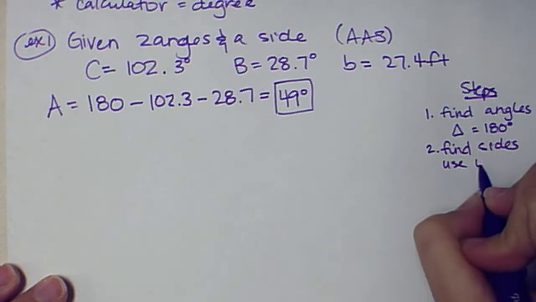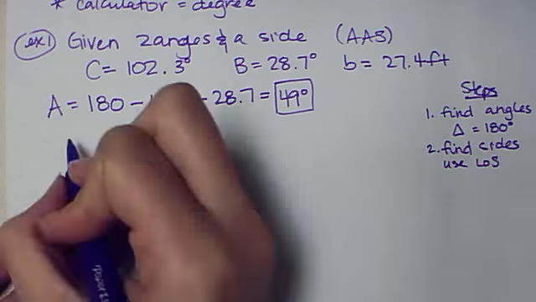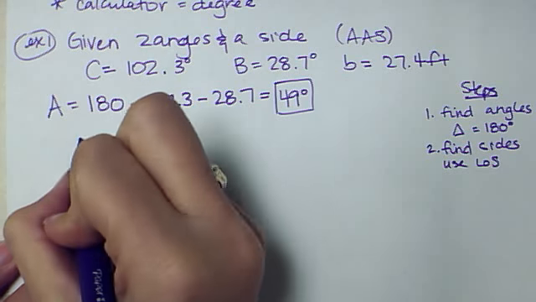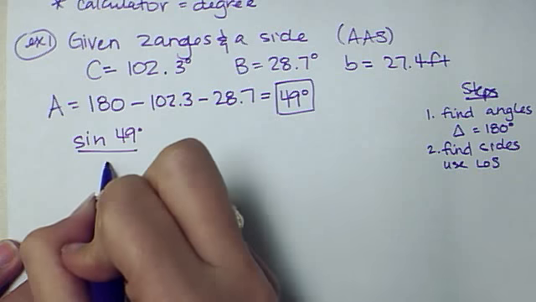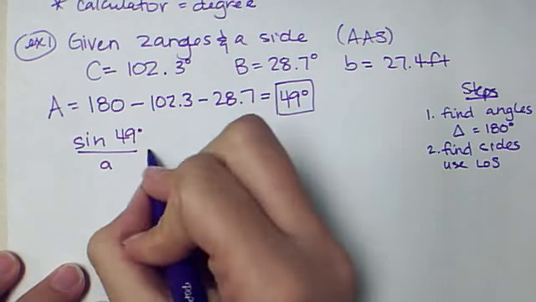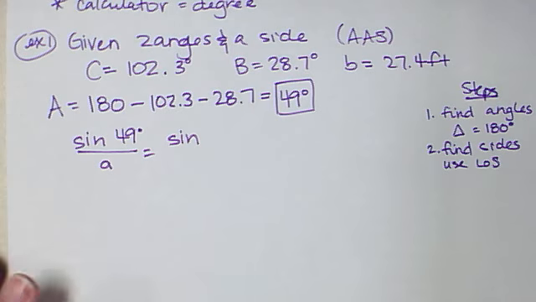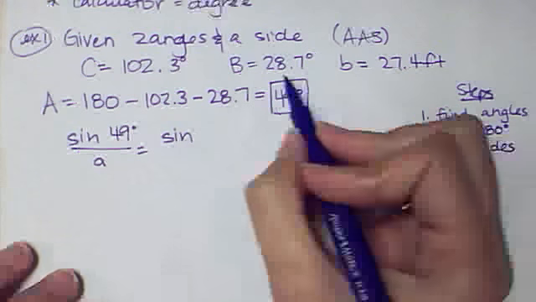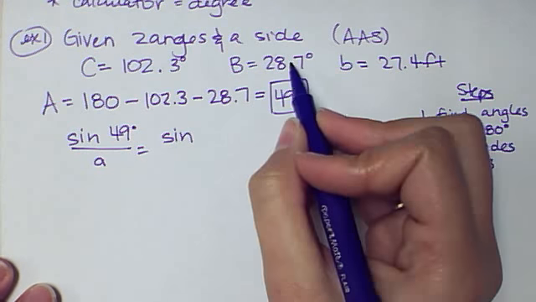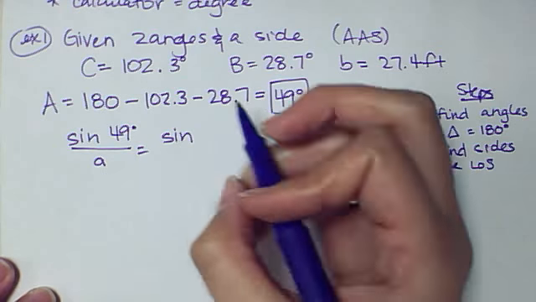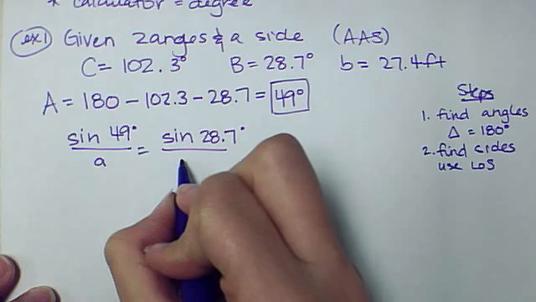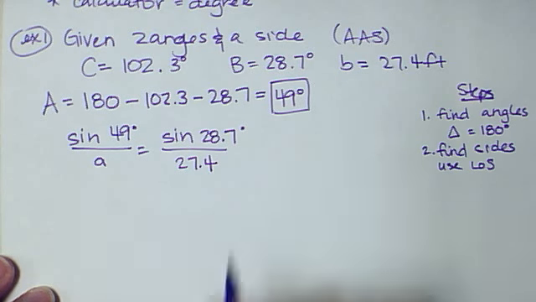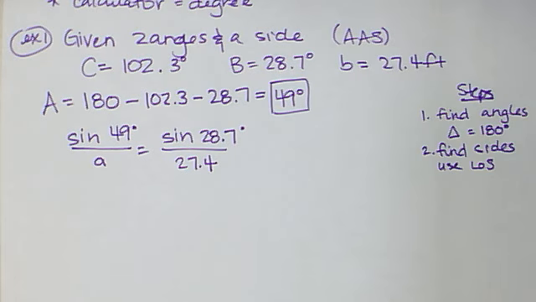And I'm going to use the law of sines. Okay? I have more angles, so I'm going to start with my angles on top. The sine of A, which is 49 degrees, over side A, which I do not know, equals the sine, and then I can pick either one. I could pick C or B. I want to use the one I have the most information about, which would be B, because I know the side and the angle. I need to know two pieces, so I only have one unknown. So I'm going to do the sine of 28.7 degrees over 27.4 feet. Okay, now I'm going to cross multiply and divide.